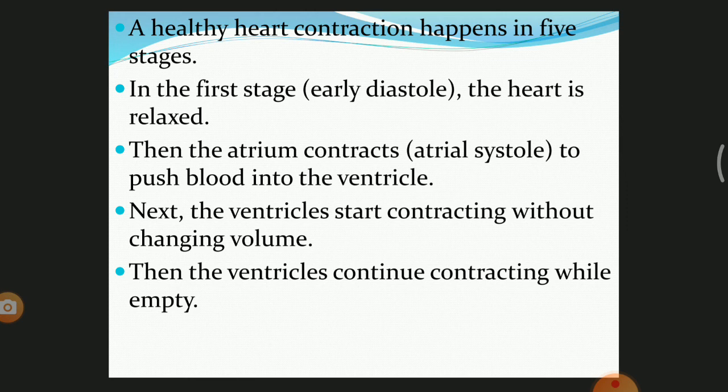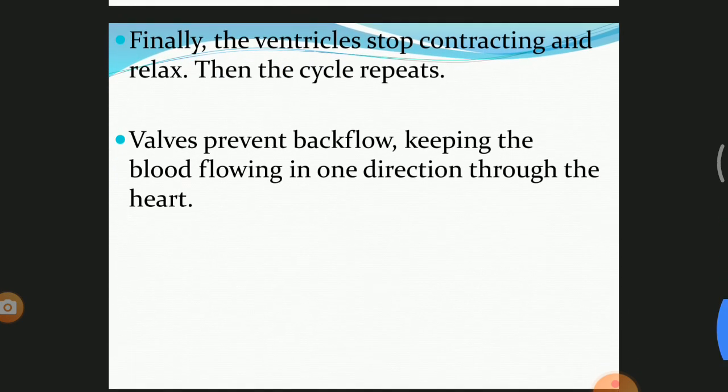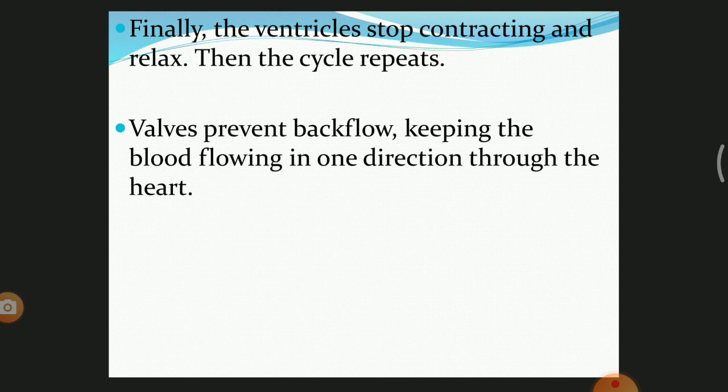The contraction phase is called systole and the relaxation phase is called diastole. Then the ventricles continue contracting while empty. Finally, the ventricles stop contracting and relax, then the cycle repeats. The contraction and relaxation of the heart is called a cardiac cycle or one heartbeat. Valves prevent backflow, keeping the blood flow in one direction through the heart.